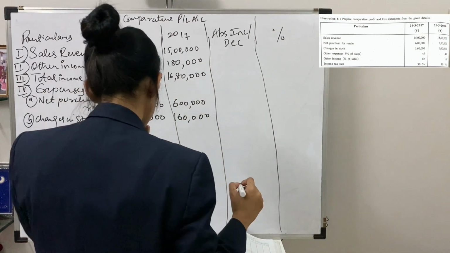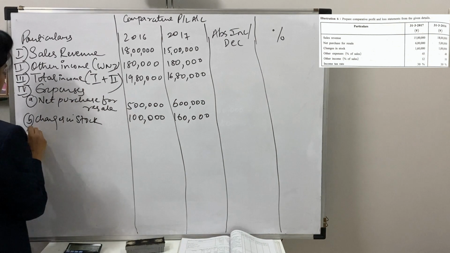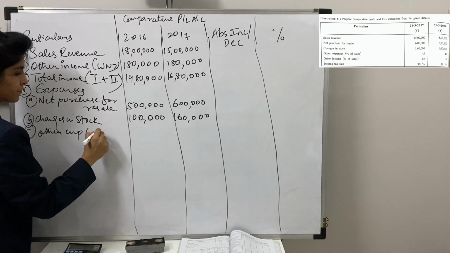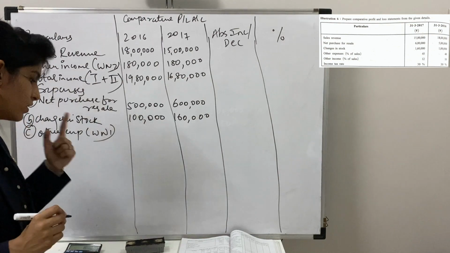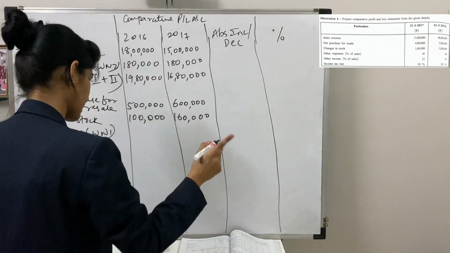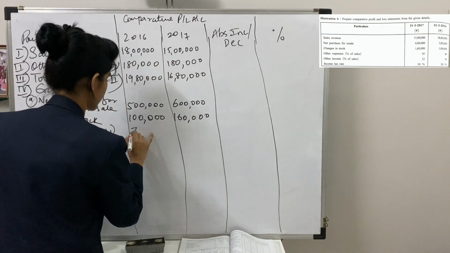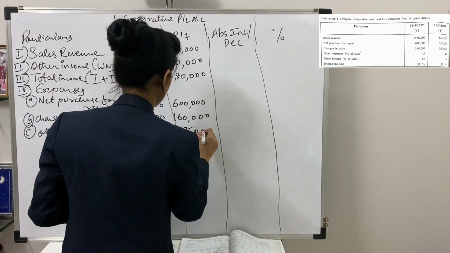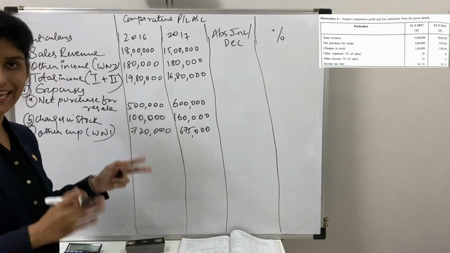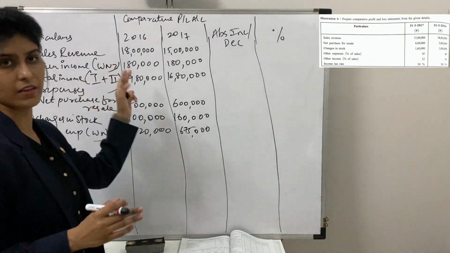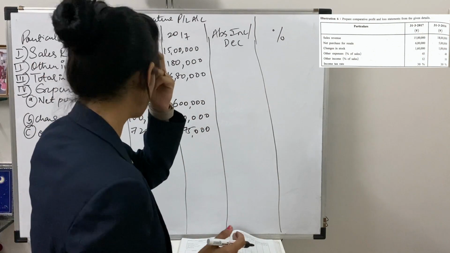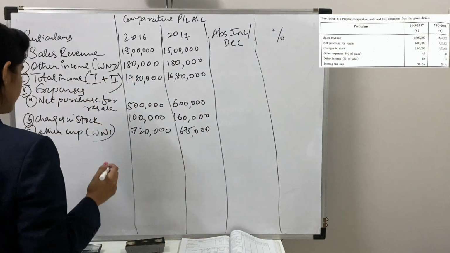Next is other expenses. This is the figure which we have calculated in our working note 1. So this we calculated was 6,75,000 and 7,20,000. First is 7,20,000 and next is 6,75,000. Please don't make any mistake while you are writing the figures in the year. Previous year will be written first and the current year will be written next.